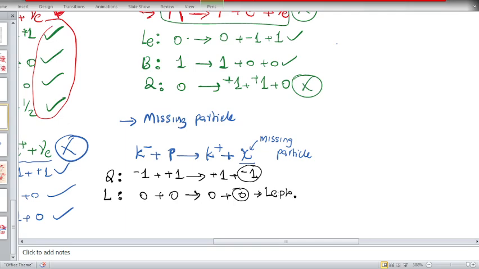So the missing particle is not a lepton.